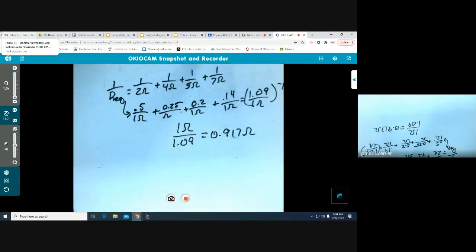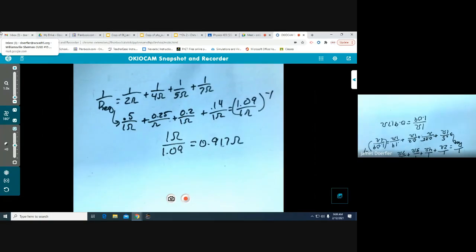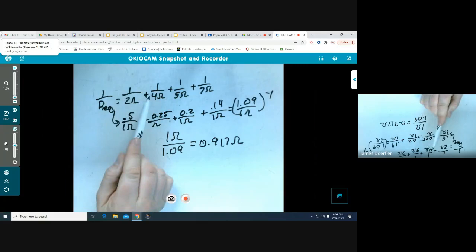0.917 ohms. That's kind of, again, if you know a quicker method, by all means, for this kind of stuff. I just really like to show step by step and the slow process. Okay. Start off by placing them in, yes.